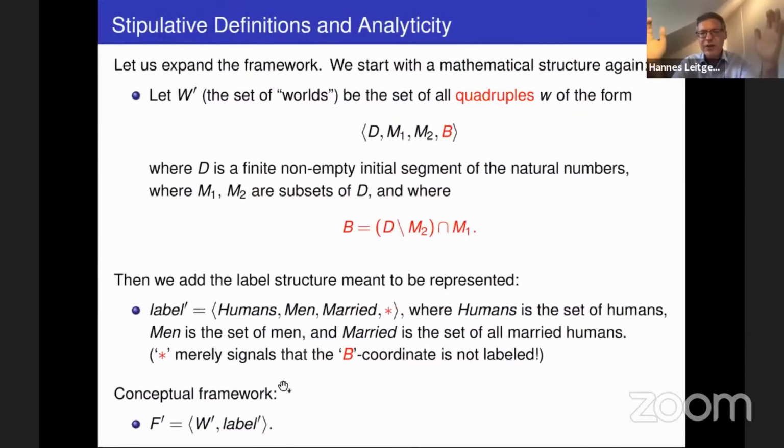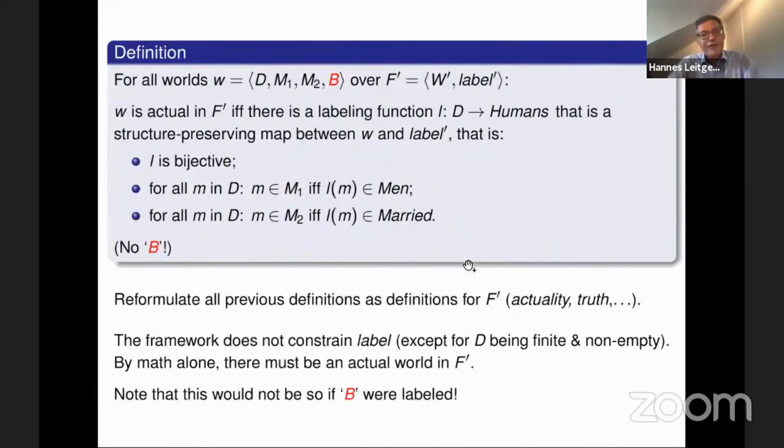Okay. Now, if you take together the set of worlds that I've just explained and the new labeling structure, slightly extended by this asterisk, you put them together, you get the new framework. That's F prime. That's my second example framework. And then you define actuality again, and nothing changes. And in fact, really nothing changes because, as I announced, I don't have a fourth clause here in which I want to say that the B component gets anything right that's in the label structure. It doesn't figure at all in my definition of actuality.